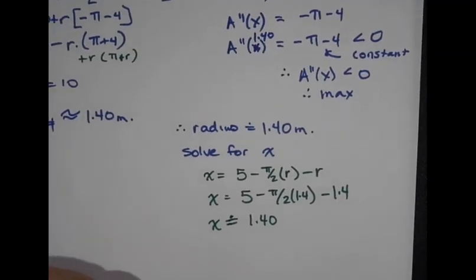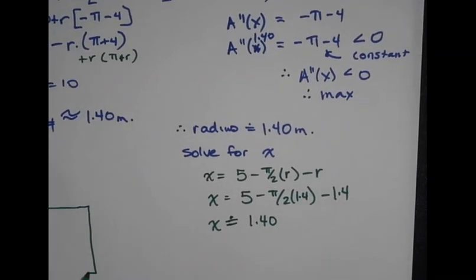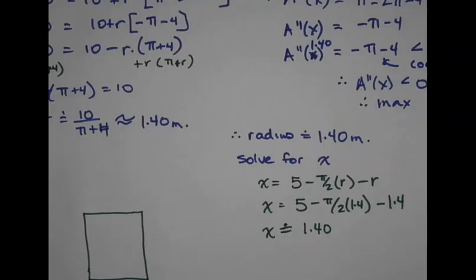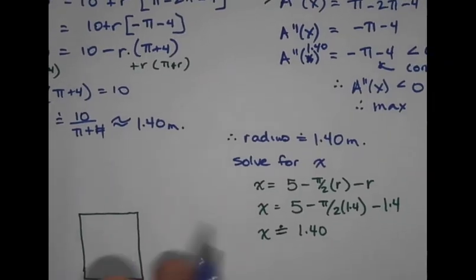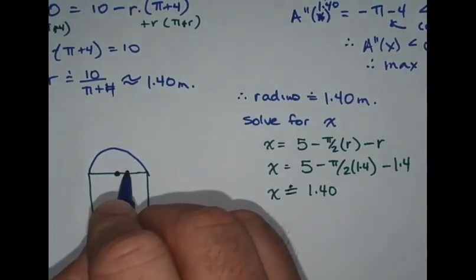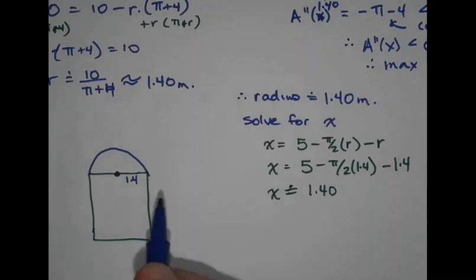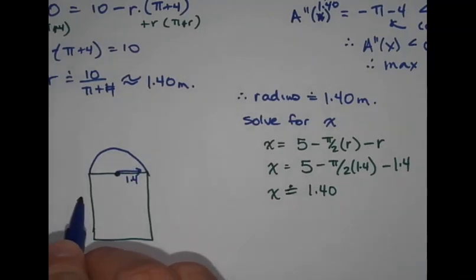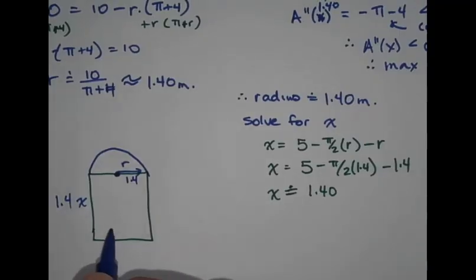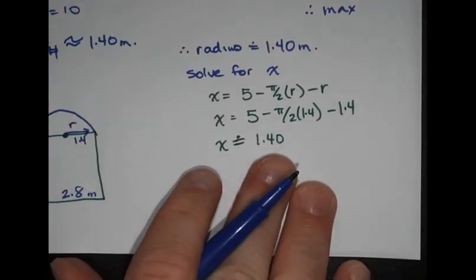So if I was going back to my window here, okay, and I didn't draw this very accurately, all right, my radius is 1.4 from there to there, and this is my x. So my x is 1.4, and this distance here would be 2x, which is actually 2.8 meters. So I'm going to write it there for a sentence.